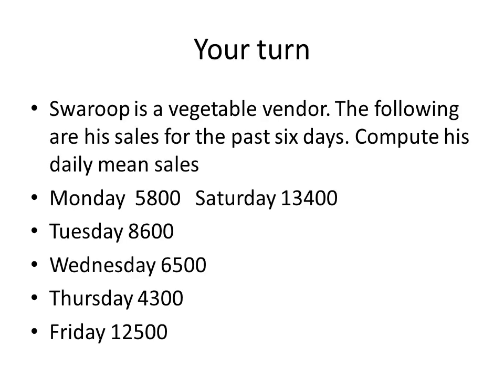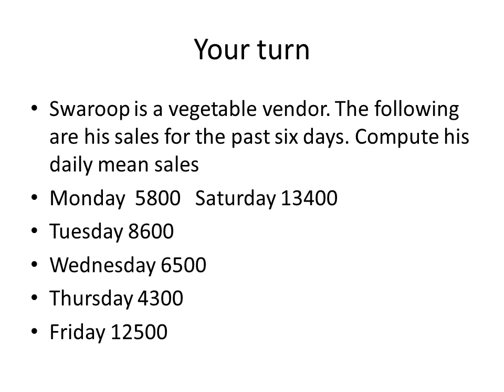Now it's your turn. Come on students, you just have to solve this problem. Swaroop is a vegetable vendor and the following are his sales for the past 6 days. Compute mean sales. Hope you will be in a position to compute it. Monday 5,800, Tuesday 8,600, Wednesday 6,500, Thursday 4,300, then Friday 12,500 and Saturday 13,400. These are the sales of Swaroop for the past 6 days. Now, how do we calculate the mean?